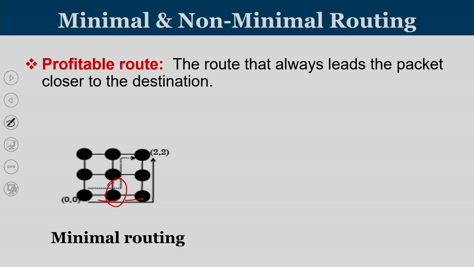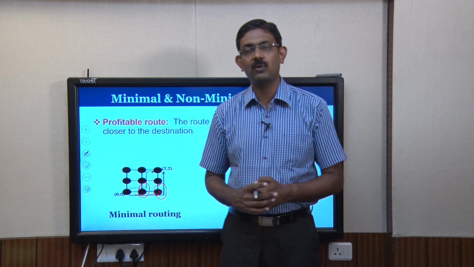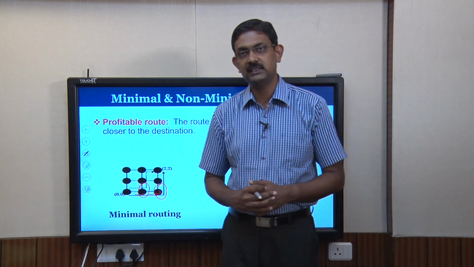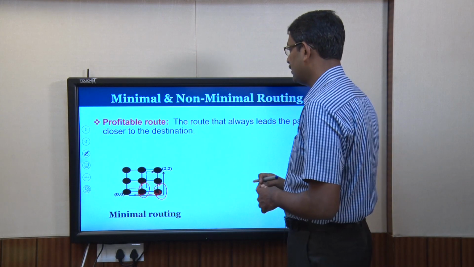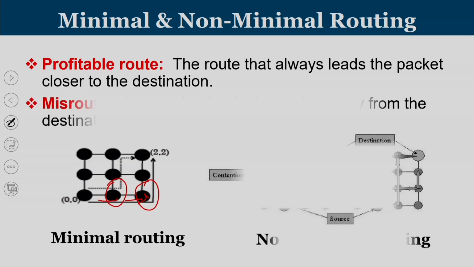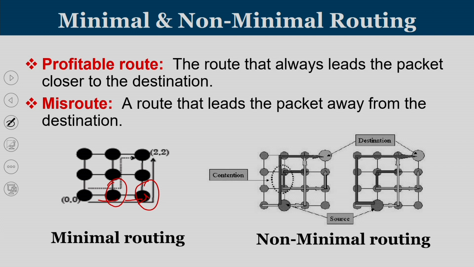Now, I am taking one more transition. This node is also one more step closer. So, at every step the packet is reaching one hop closer to the destination, and we call it minimal routing. The other one is called misrouting, a route that leads the packet away from the destination.